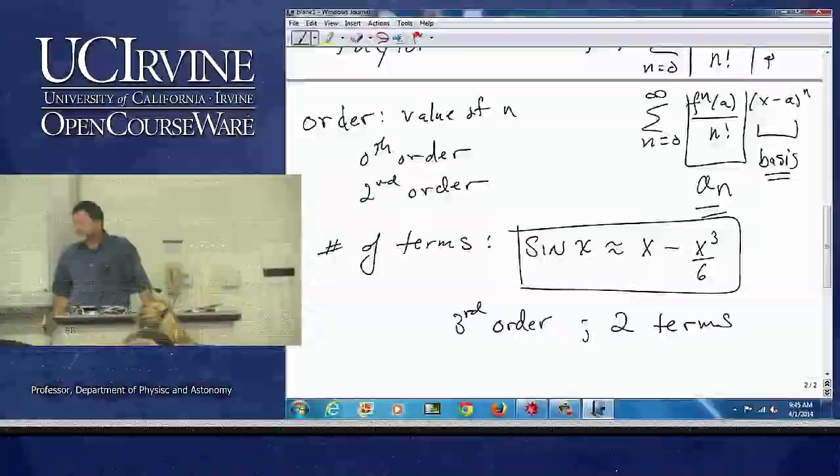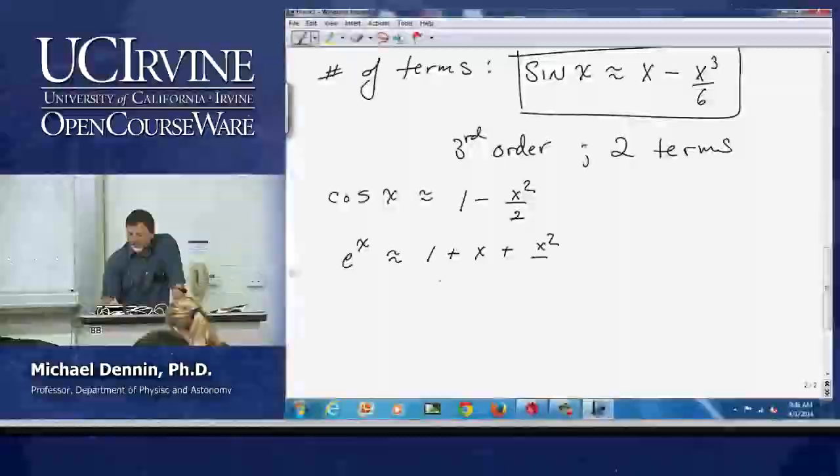Now, there are a few functions you really should have memorized. There's sine, which we already wrote up there. There's cosine of x, which is approximately what for two terms? One minus x squared over 2. There's e to the x, which is approximately what? Which is usually enough, that's what you'll need.